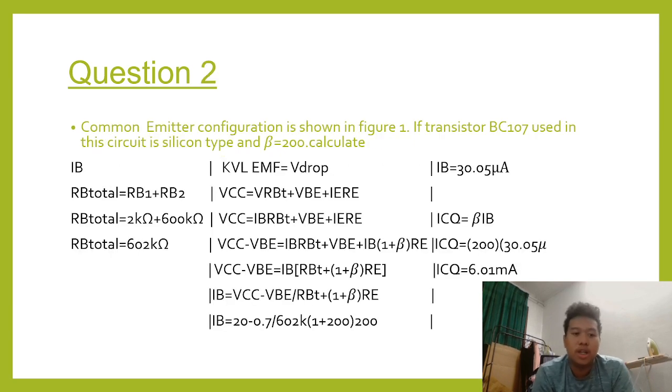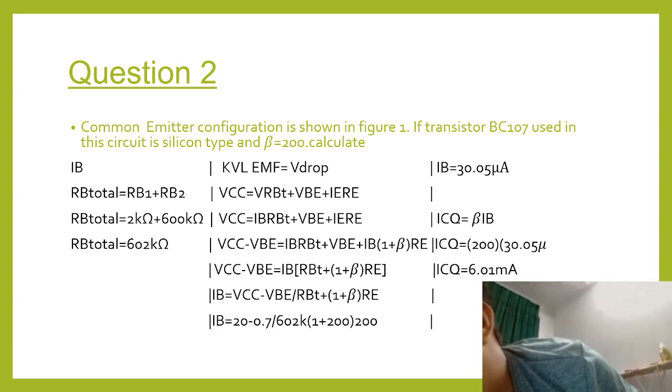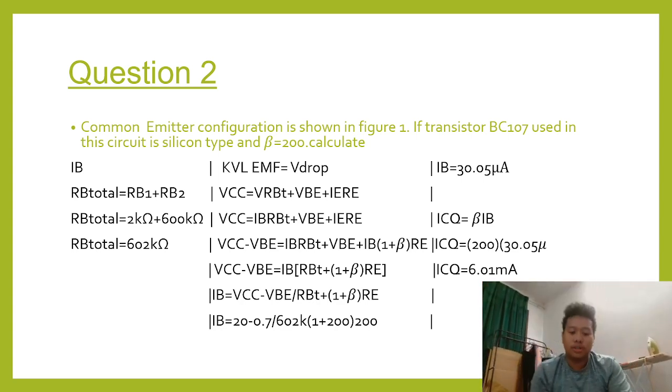Continuing to question 2. Common emitter configuration is shown in figure 1. The transistor BC107 used in this circuit is silicon type and beta is equal to 100. So we need to calculate the IB, ICQ, VCEQ, IC saturation, and VCE cutoff.